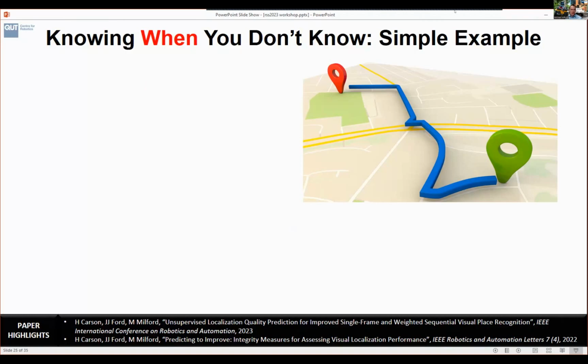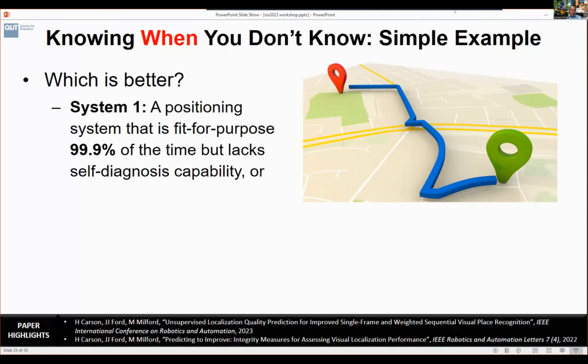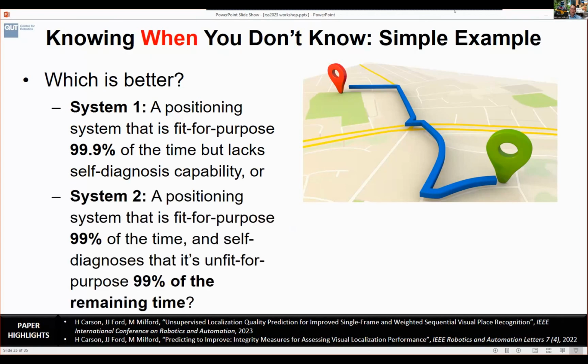So this is a simple example. Let's say you are designing a positioning system for an autonomous vehicle or a drone. You have a choice of 2 systems. System 1 is a positioning system that is very performant 99.9% of the time, but when it's failing, it doesn't have any self-diagnosis capability. So it doesn't understand when it's not performing well. System 2 only works 99% of the time. So the joke I always tell is System 2 is probably not going to get published in CVPR or ICRA, but System 2 has one key advantage.